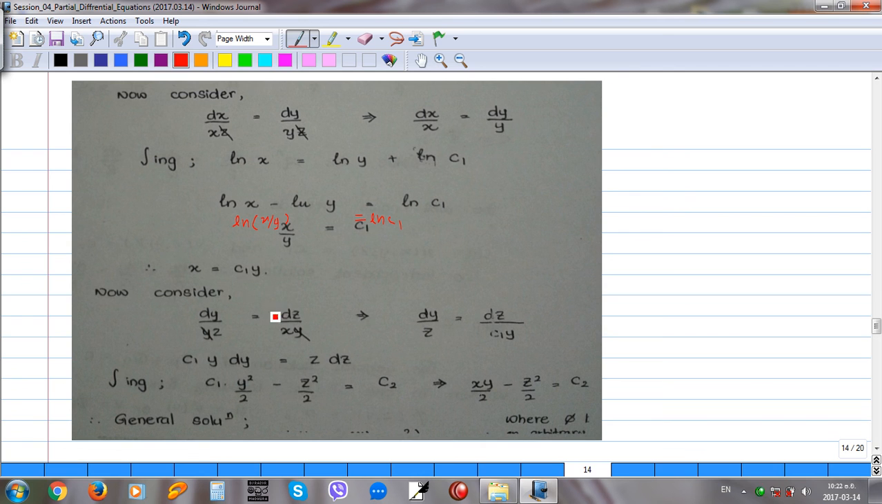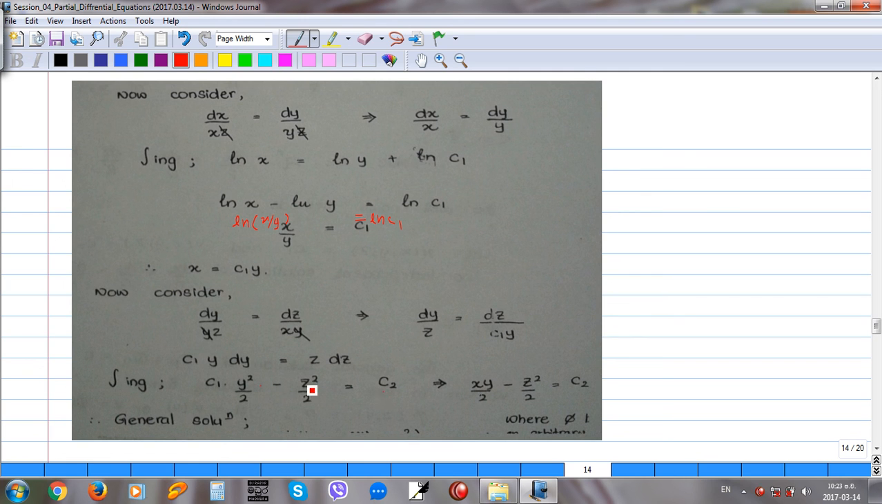Now you can consider the other pair, dy over yz equals dz over xy. So you can cancel those y, and dy over z equals dz over x, but we found x equals c1 times y. Then we can substitute instead of x, so here c1 times y equals z times dz. Then if you integrate this, c1 y square over 2 equals z square over 2, then plus c2, then you can send that to that side.